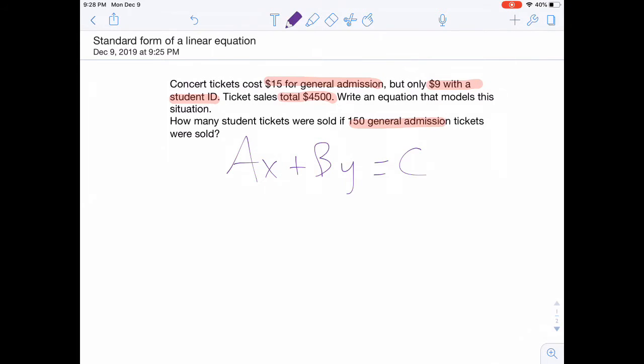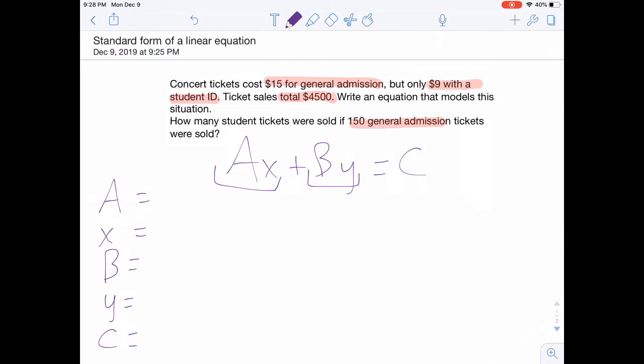Off to the side, I'm going to define each of my variables: a, x, b, y, and c. In a times x and b times y, a and x have to be associated with each other, and b and y have to be associated with each other.